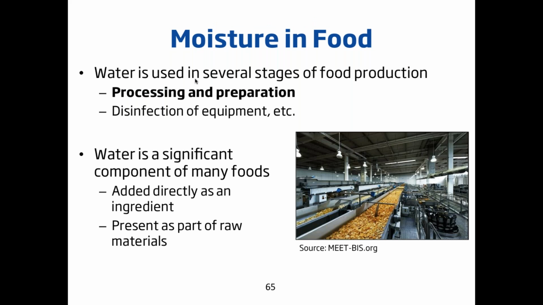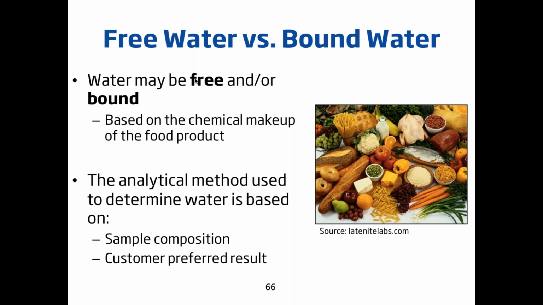The last thing we're going to talk about today is moisture in food. Water is, of course, present at several stages of food production, right? And whether or not this water ends up in the finished product has huge implications. So it's important to know what kind of water the customer wants to measure. We may be wanting to measure total water, free water, or bound water. Depending on the product, these three types of water might differ, or they might be the same.